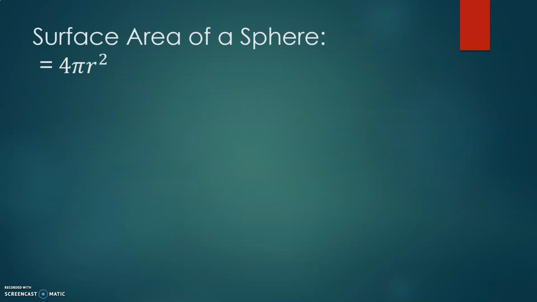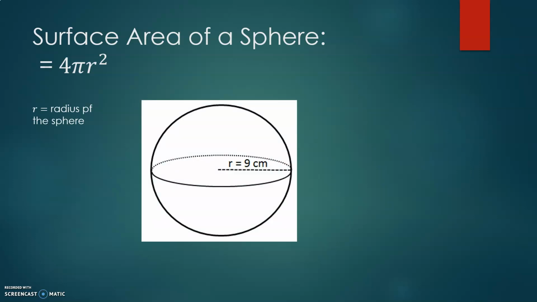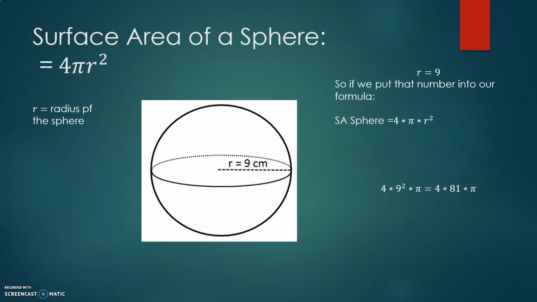And then finally, the surface area of a sphere. A sphere is that three-dimensional circle, shall we say, or the ball, if you want to think about it in that way. And the formula for that is that r is the radius of the sphere. So if you look at the radius of the sphere, it's right here at 9. And the formula is 4 times pi times the radius squared. So with a radius of 9, it'd be 4 times pi times 9 squared.